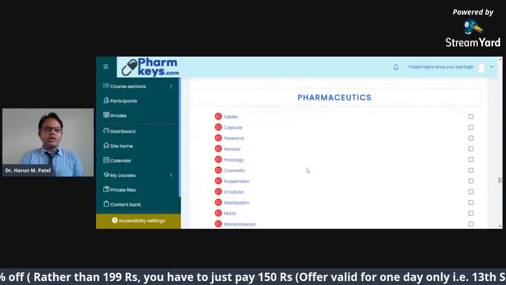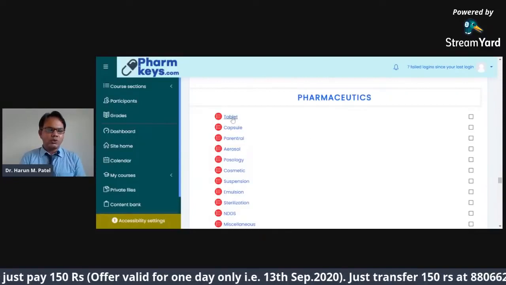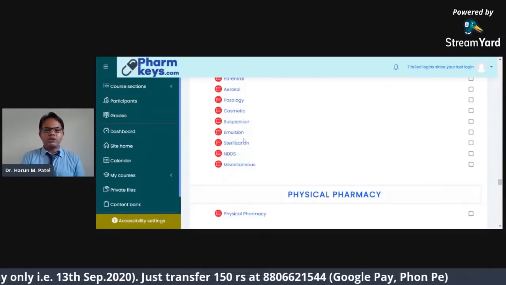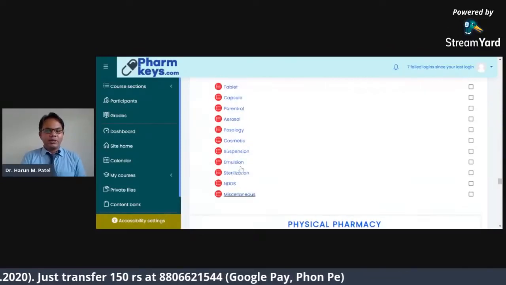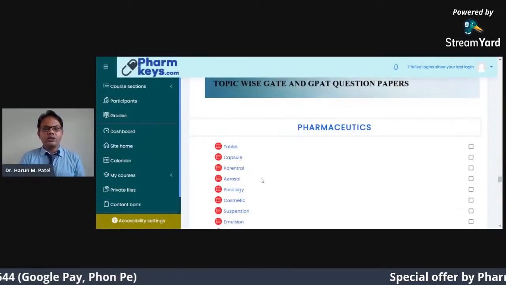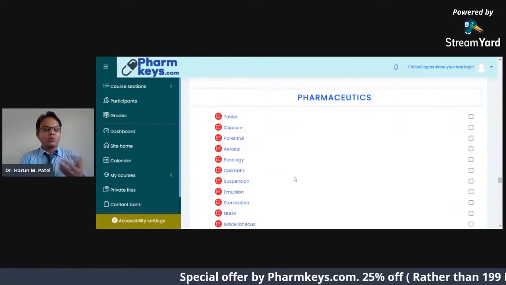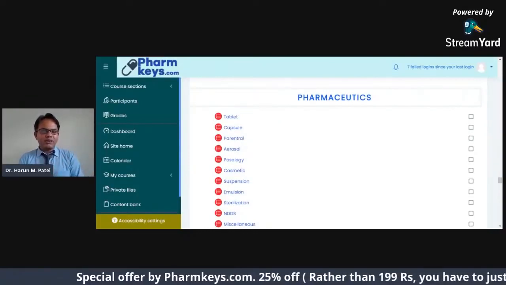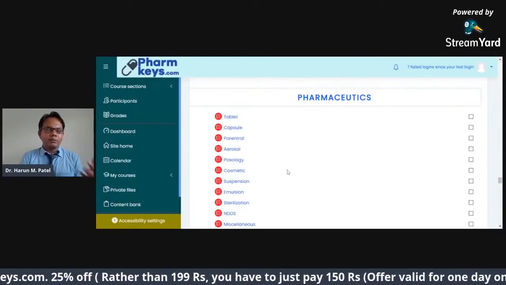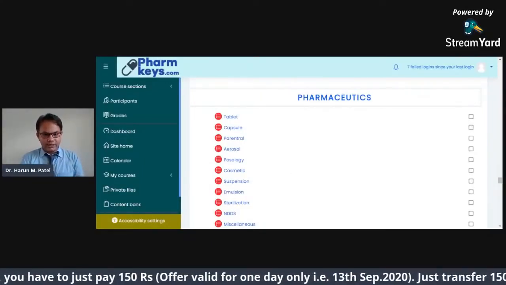In topic wise, here you can see that they have classified this pharmaceutics, like you can solve the questions on the tablet, you can solve the questions of capsule, aerosol, posology, cosmetic, suspension, emulsion, sterilization, NDDS, and miscellaneous. In this way this app helps you a lot, this is a special feature of FarmKeys, where they are giving topic wise questions. For example, if I just finished with the tablet, and I am solving the questions on the tablet, it will help me in boosting my confidence, isn't it?